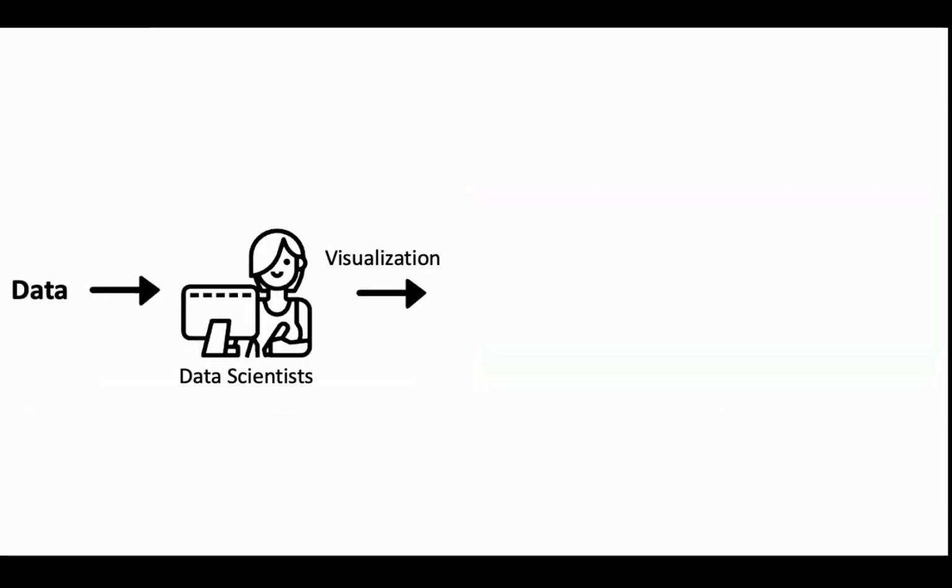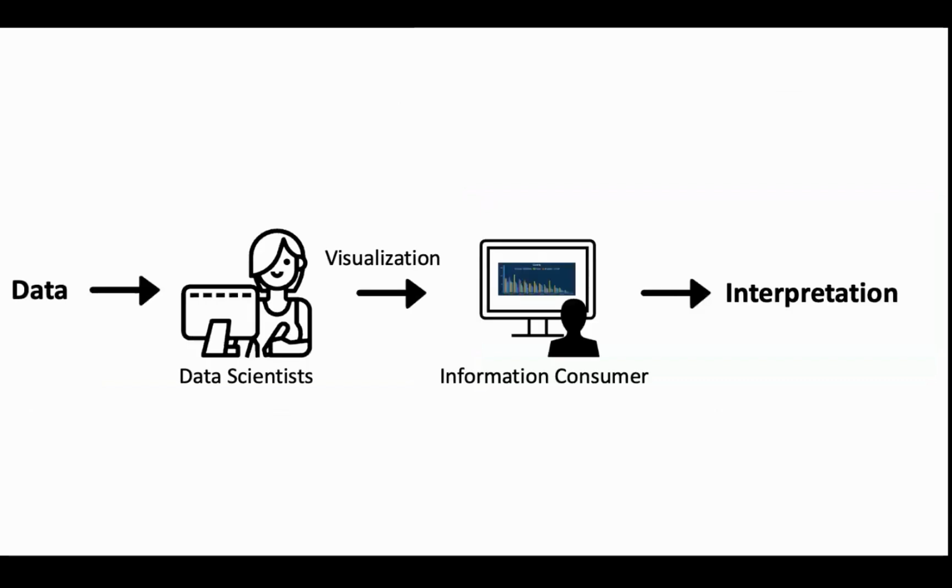So what I'm trying to say with this example is that it seems really easy for me to critique a visualization post hoc, but the process of creating that visualization can be somewhat complicated, right? You have some data, and some data scientists have to analyze the data to visualize it so that some information consumer can then interact with the data to make sense of it through some interpretation.